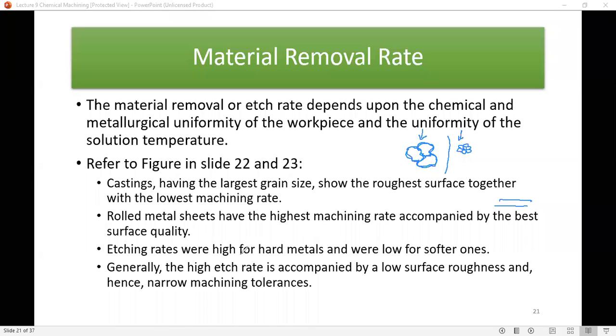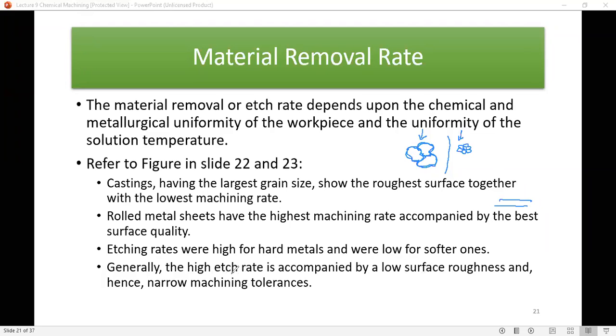Etching rates were high for hard metals and low for soft metals, the softer ones. This is in general, and they were low for soft metal because of the grain size. So usually this is soft material, this is hard material. Hard material usually has a smaller grain size. Generally, the high etch rate is accompanied by low surface roughness and hence narrow machining tolerance.